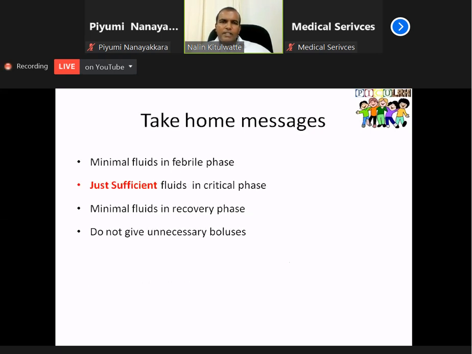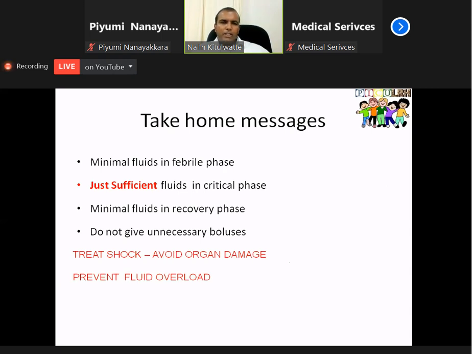So take home messages: minimum fluid in febrile phase, just sufficient fluid in critical phase, minimum fluid in recovery phase. Please don't give unnecessary boluses. By doing that, we can treat shock, avoid organ damage. We can prevent fluid overload also.